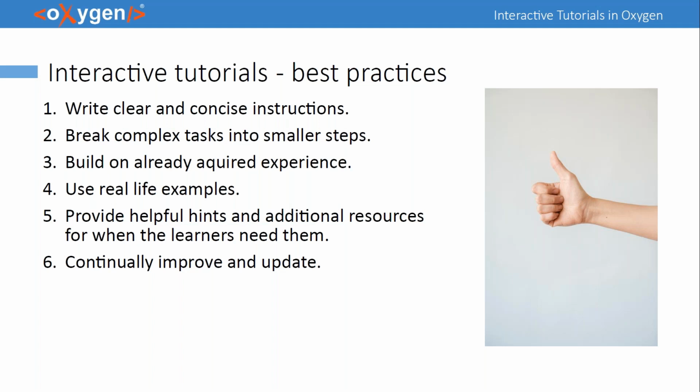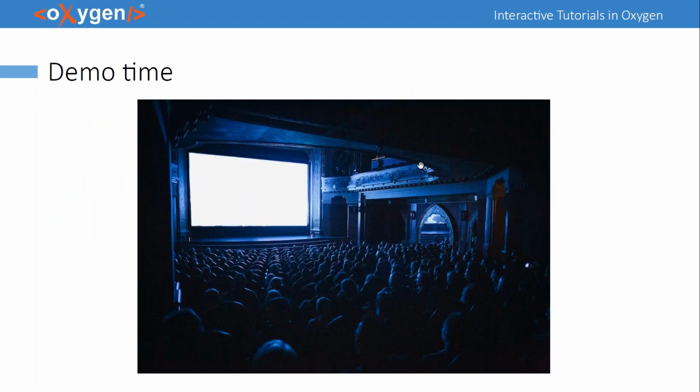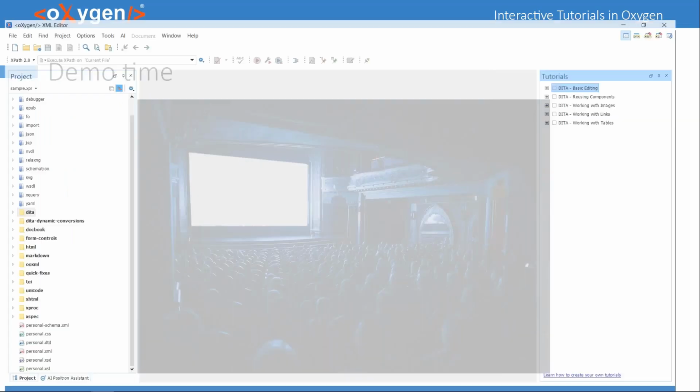We should also provide some helpful hints for when the learners get stuck, and provide links to additional resources such as articles and the documentation of a product and so on for when the learners need them. And of course, we should always improve our tutorials and always keep them up to date. Okay, so that being said, it's time to switch to Oxygen.